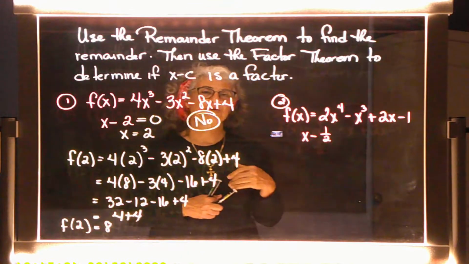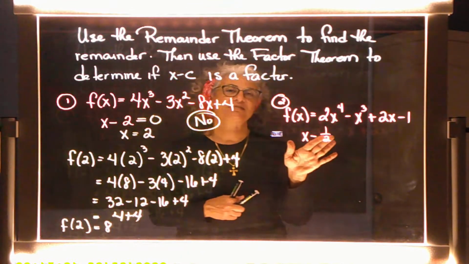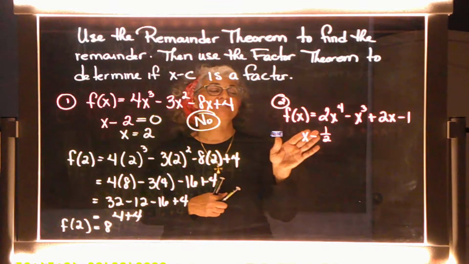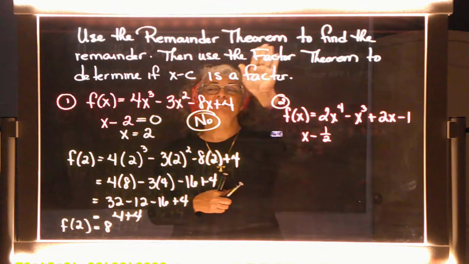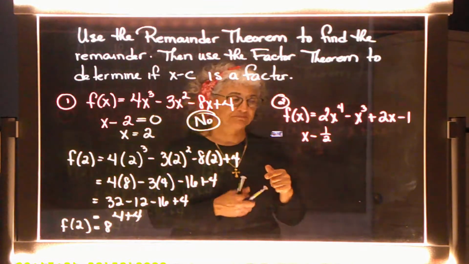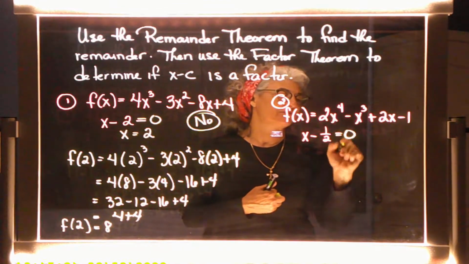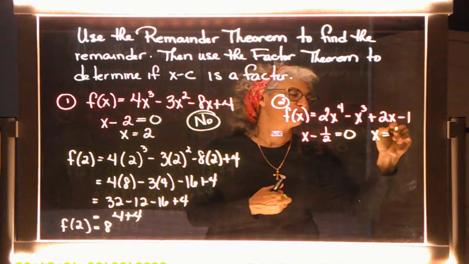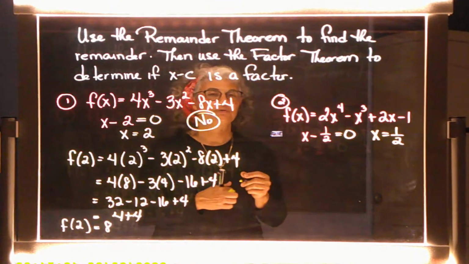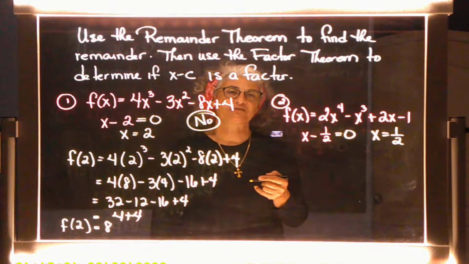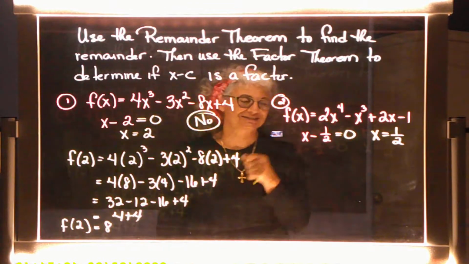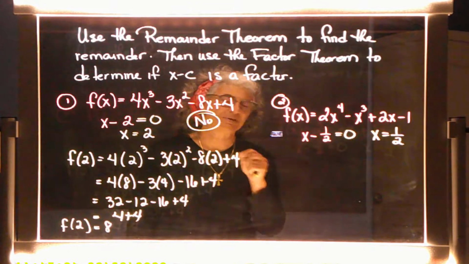Okay, so let's look at this other one, the second example. They give me a fourth degree polynomial. They give me this factor, and they say use the remainder theorem to find the remainder. So what do we have to do? Yep, we have to set this equal to 0 and solve, so I get x equals 1/2. And some of you are like, are you kidding me? We're plugging in a fraction? Yes, we are. It's not so bad, trust me.